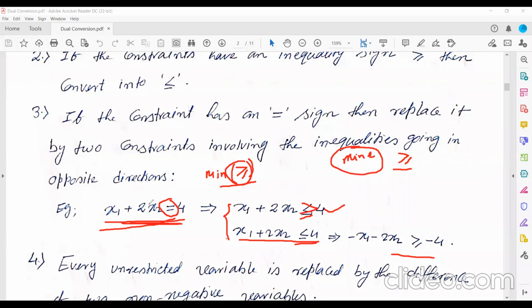But if an equality sign is there, then you need to follow this process. Once you write this will be greater than or equal to 4, and once you write it is less than or equal to 4, since the problem is a minimization problem, you need to convert this one, less than or equal to, to greater than or equal to. So you multiply both sides by a negative sign. Now it will convert to greater than or equal to. This thing you need to do.